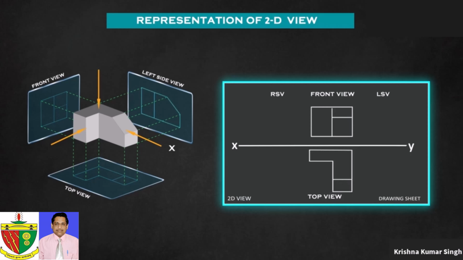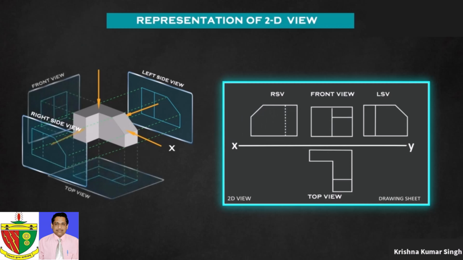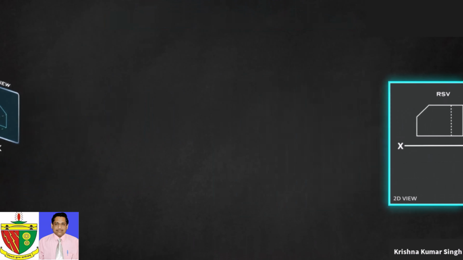If we project the left side view of the object, it will be projected right side of front view. So, we draw it right side to front view on the paper. If we consider the right side view, it will be projected left side of front view. So, we draw it left side to front view on the drawing paper. This kind of representation is called first angle projection. We will discuss it in the upcoming episodes.